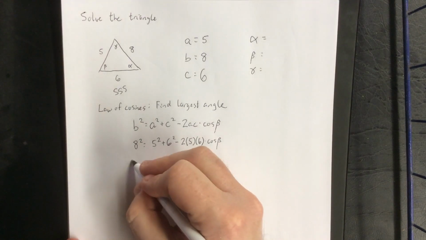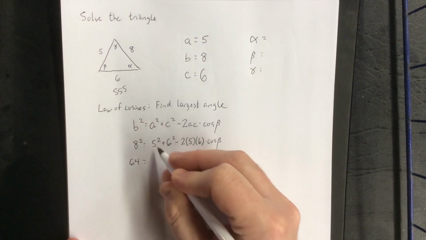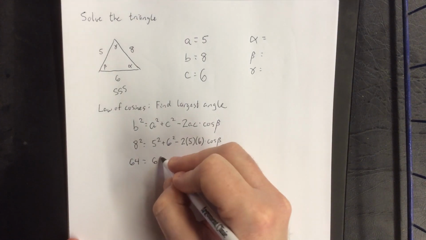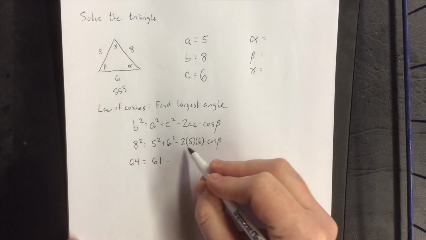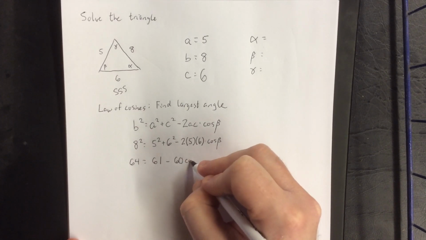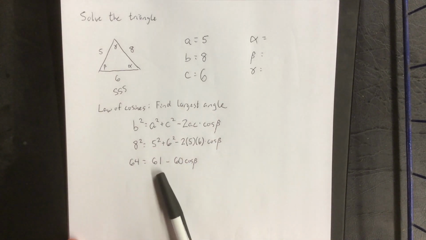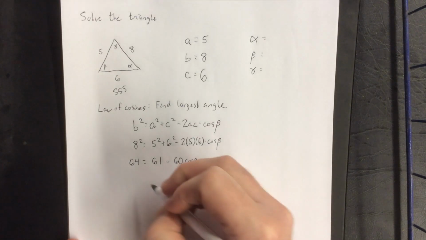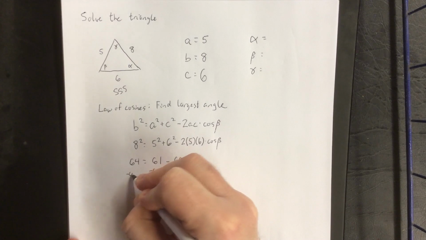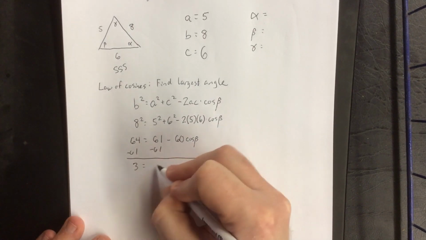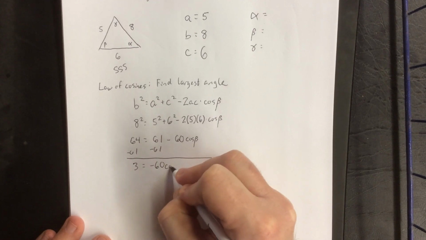Simplifying each of these things, 8 squared is 64. 5 squared is 25, 6 squared is 36, 25 and 36 make 61. 2 times 5 is 10, 10 times 6 is 60 times the cosine of beta. Do not try to combine these, they are not like terms. What we'll do instead is subtract the 61 from both sides. That'll give us positive 3 is equal to negative 60 times the cosine of beta.